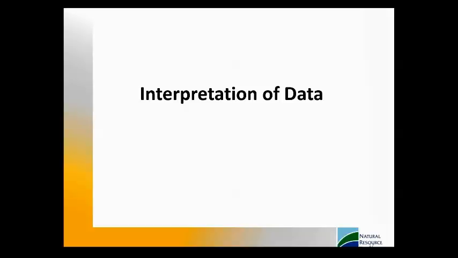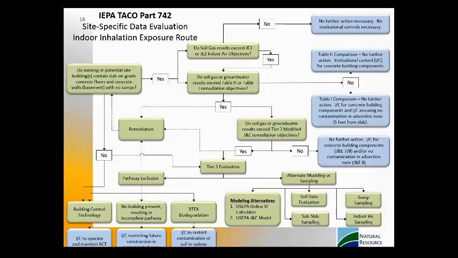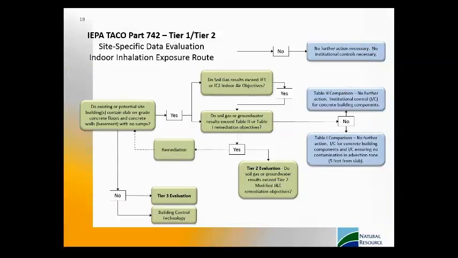Next comes the interpretation of the data. I realize this slide looks a little busy, but this is kind of like a flow chart we prepared at NRT. And it's kind of like a roadmap to interpret the results or the data that's collected. I'm going to break it up so it's a little bit easier to digest. I think this first slide is a Tier 1, Tier 2 evaluation.